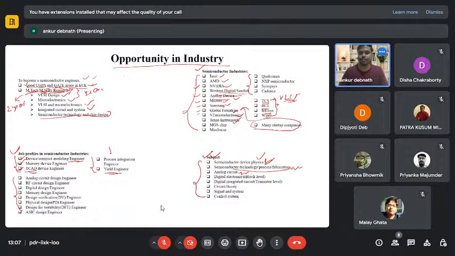Then digital electronics, basically two types: one is gate level, another is transistor level. You have the digital system design and VLSI subject in your third year. That is, I think, the transistor level, that is integrated circuit design. So you should know this.